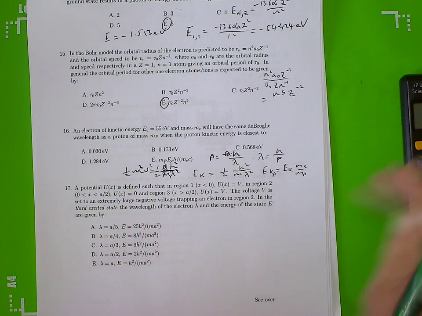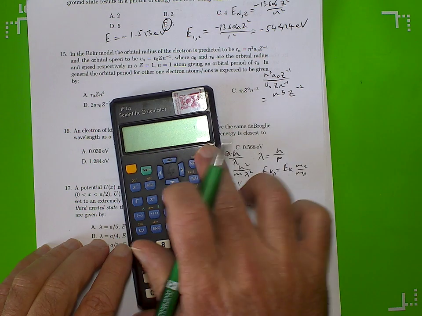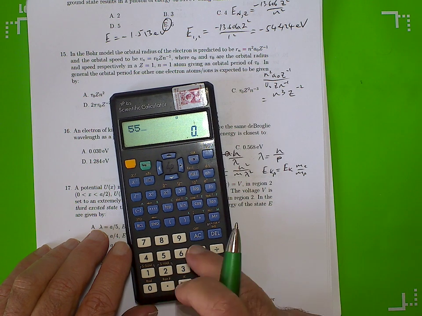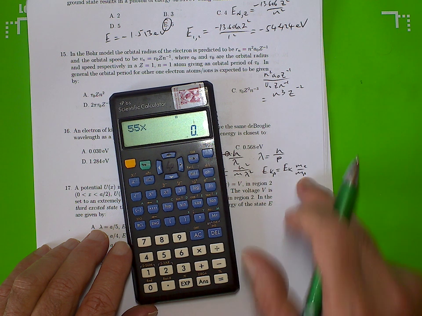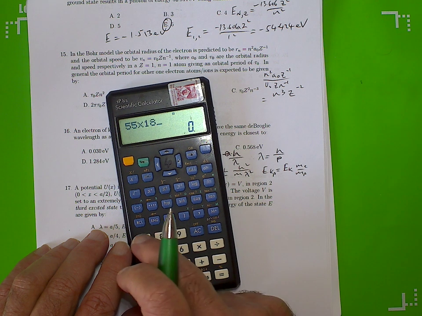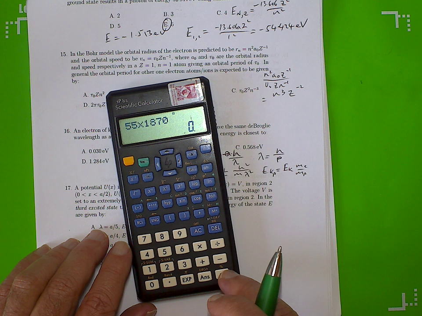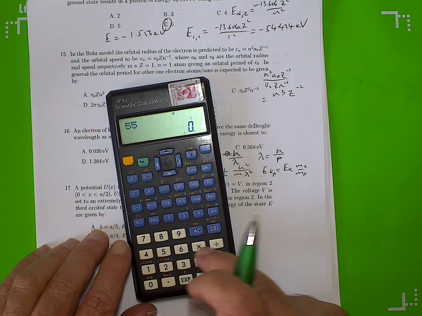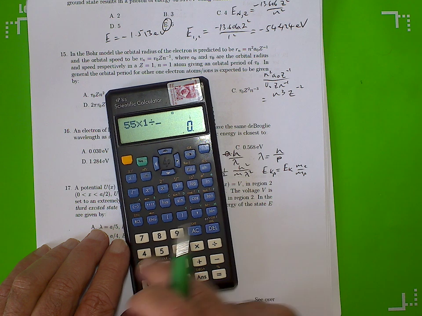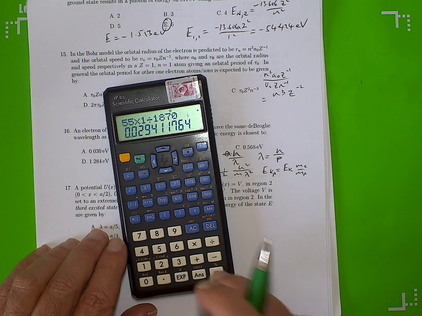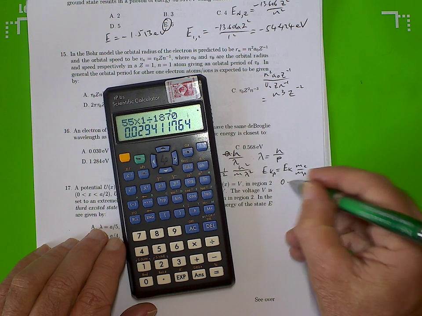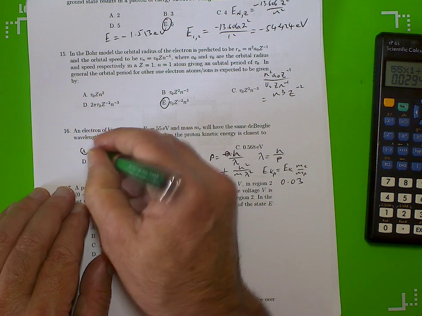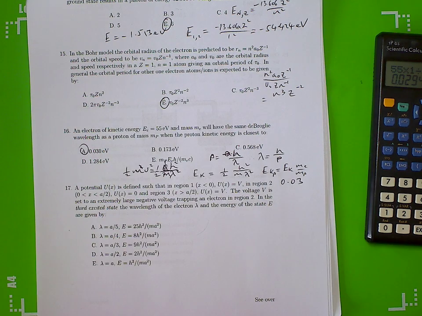Well, so that's 55 electron volts times mass of electron over mass of proton. I think it's something like 1870. Oh, wrong way around. Okay, delete. Times 1 divided by 1870. That's 0.0329, so 0.03 electron volts.